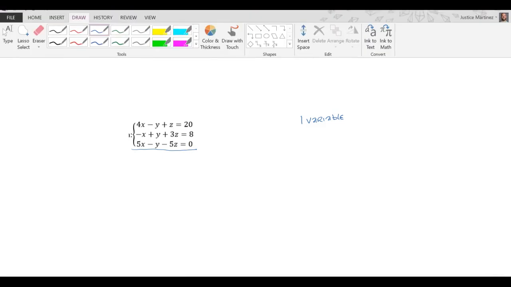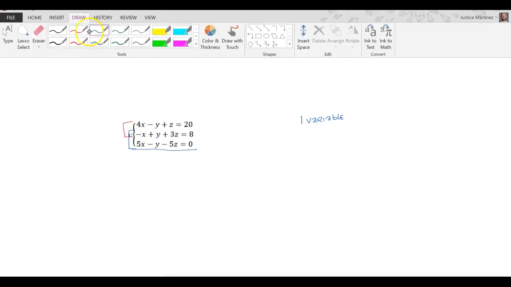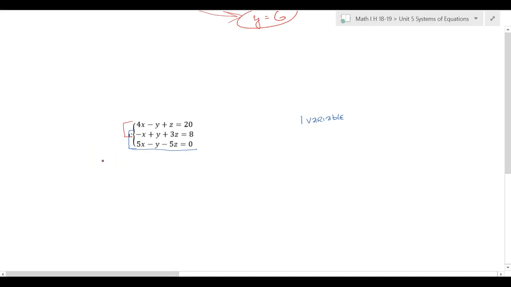So I'm going to break these down into what I've dubbed the red and blue equations. Please remember these are not technical terms. This is just how I help you see it. So I get 4x minus y plus z equals 20, and negative x plus y plus 3z equals 8. And now I see that my y's are opposite of one another, so I eliminate by adding. So I get 3x, because that's a negative x, plus 4z equals 28.